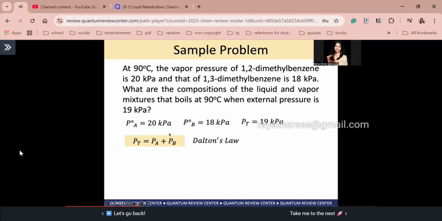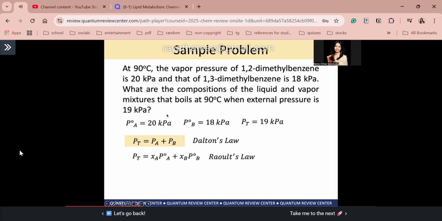Okay? So first guys, let's use this. So the total pressure is equal to the vapor pressure of component A in solution plus the vapor pressure of component B in solution. So guys, iba to sa P naught A and P naught B, right? Because these are the vapor pressures of pure 1,2-dimethylbenzene and pure 1,3-dimethylbenzene. Okay? So let's solve for the vapor pressures of A, 1,2-dimethylbenzene in solution, and the vapor pressure of B, 1,3-dimethylbenzene in solution. Okay? Through Dalton's law.